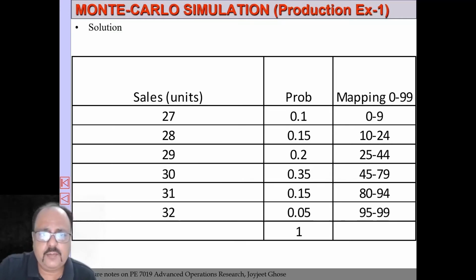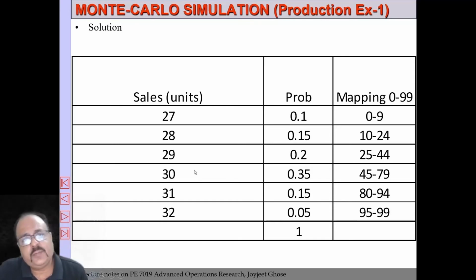And if the random number, let's say, comes out to be 11, then the sales or demand may be 28. So if it is 48, it will be 30. If it is 85, it will be 31. If it is 7, it will be 27. If it is 50, it will be 30. So likewise, we'll generate the random numbers.